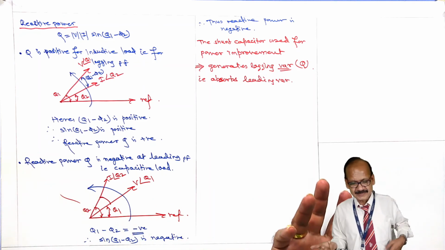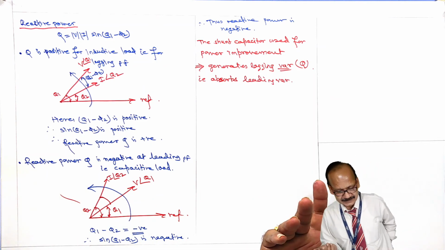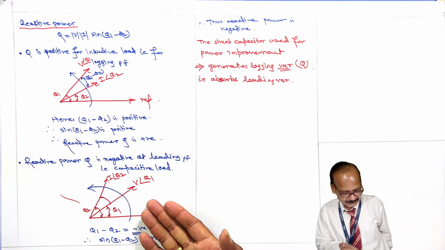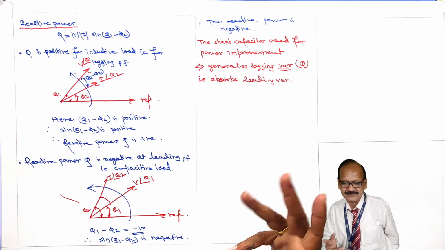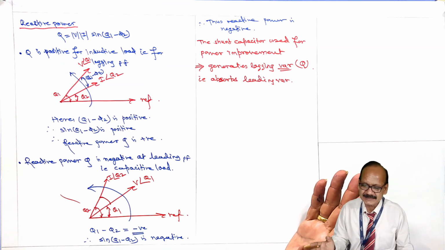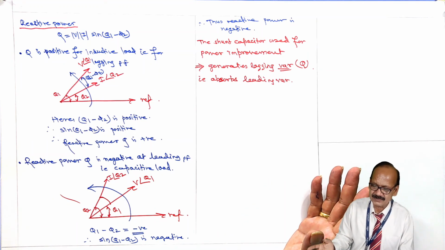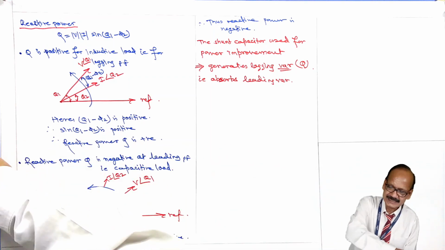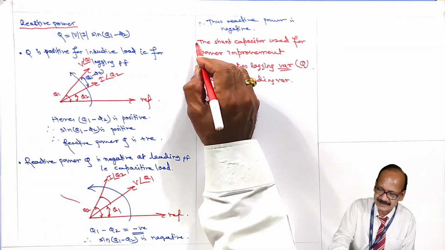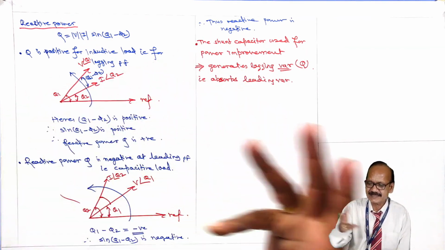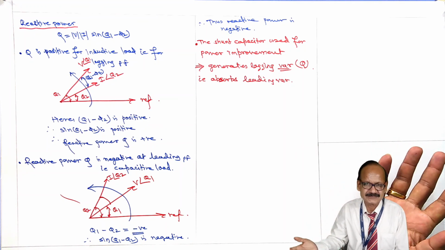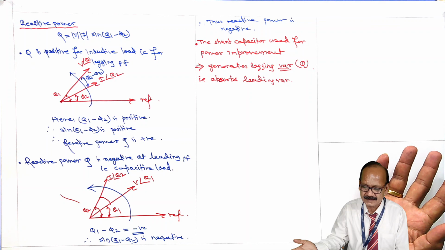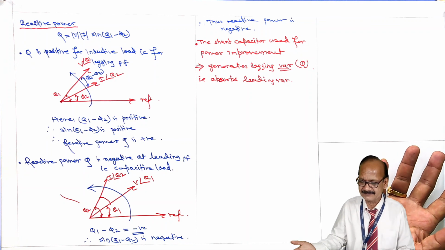Then reactive power may be negative at leading power factor. We have shown it here. The sign of theta 1 minus theta 2 is negative and therefore reactive power is negative for leading power factor load or capacitive load. The shunt capacitor generally used for the power factor improvement generates the lagging VAR, that is reactive power which supplies to the load, that is it absorbs the leading VAR.